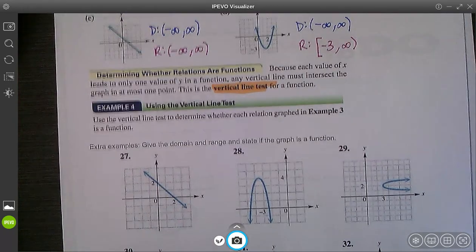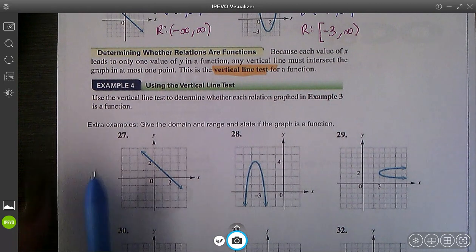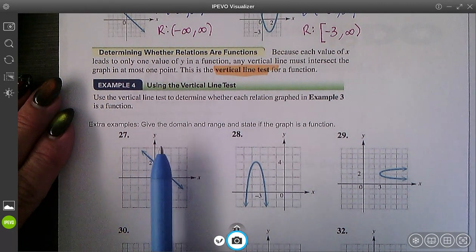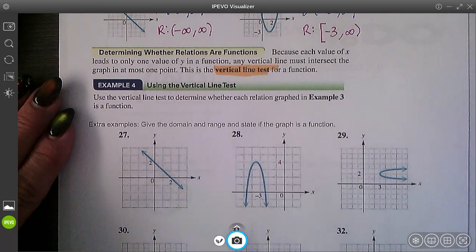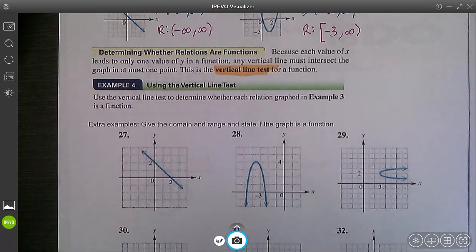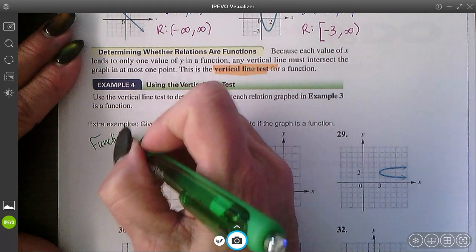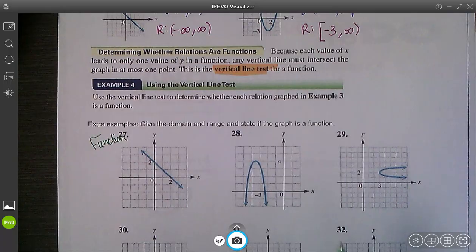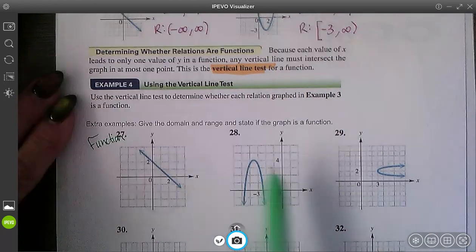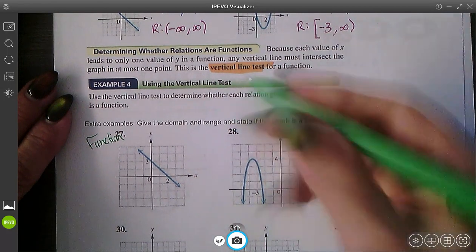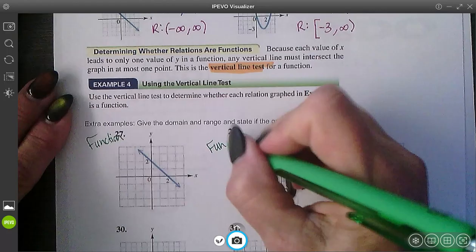Okay, 27. Is it a function? Looking at vertical lines, if I were to draw a whole bunch of vertical lines, none of them would cross the graph more than one time. So this graph is indeed a function. Let's just answer all of those questions first. Number 28, is this a function? Think about drawing vertical lines. None of them cross more than once, so this one is also a function.